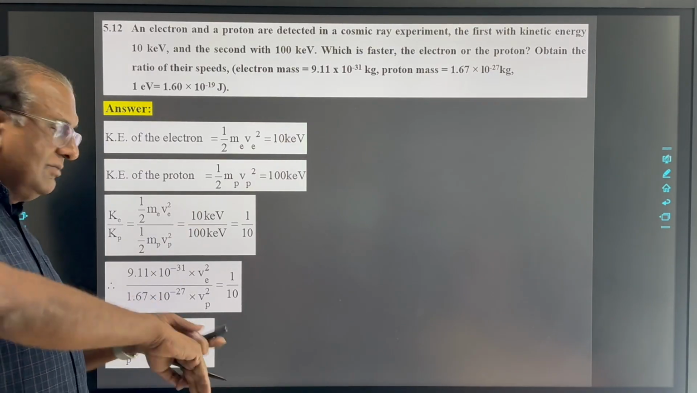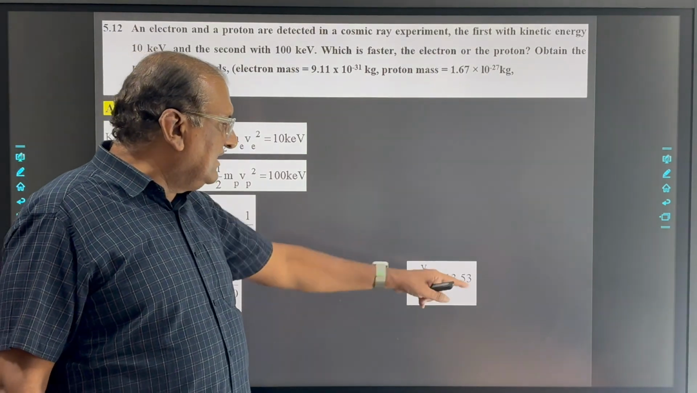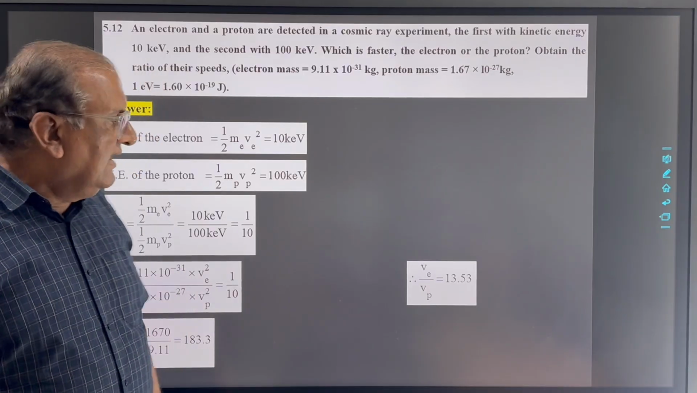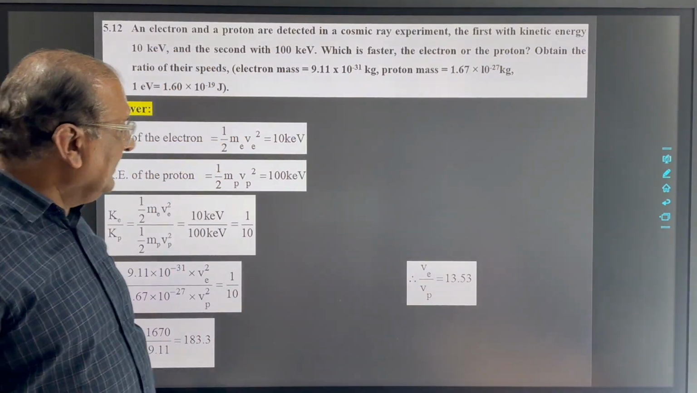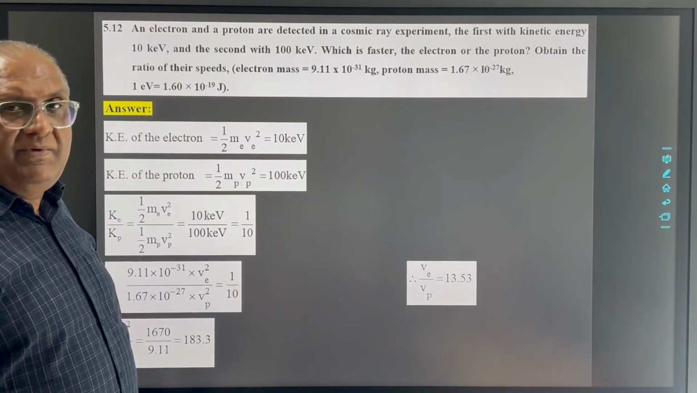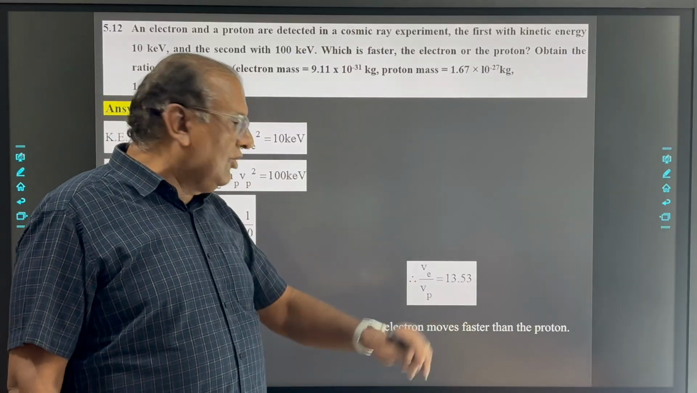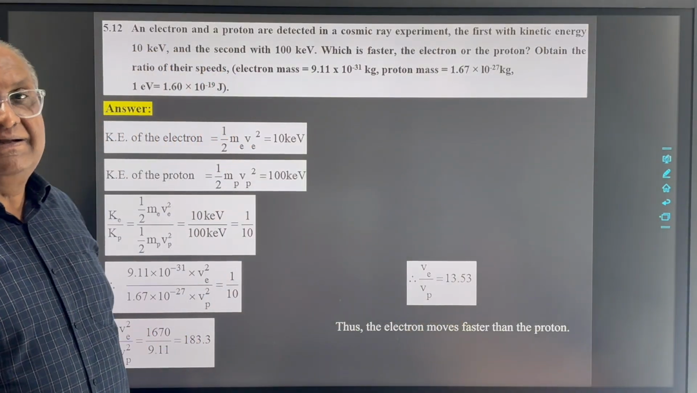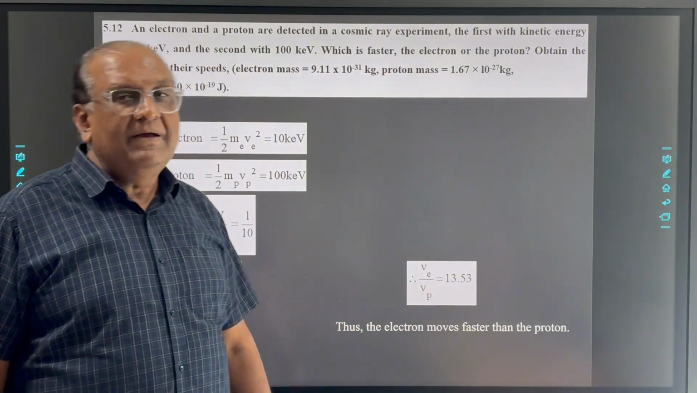Take square root on both sides. So you will get v_e upon v_p, that is 13.53. It implies that when this ratio is greater than 1, then we can say numerator is greater than denominator. It implies that speed of electron is more than the speed of proton. So electron moves faster than the proton.